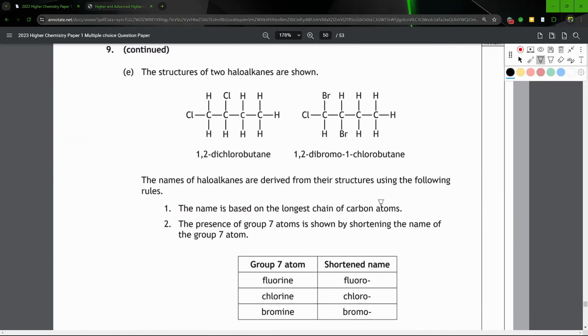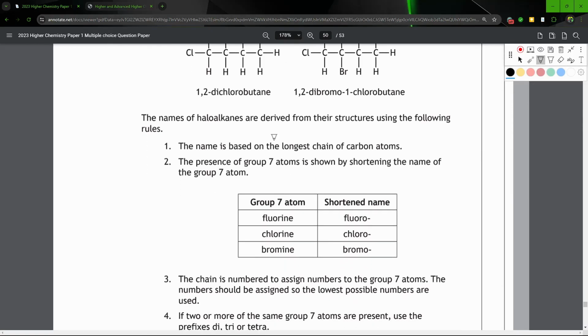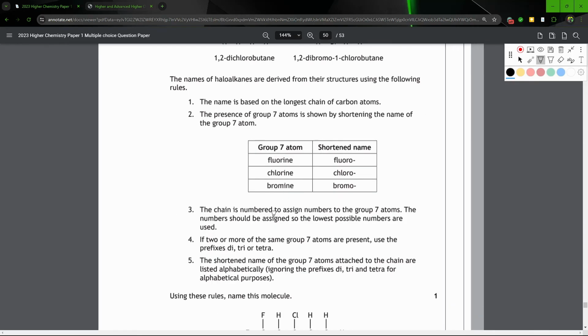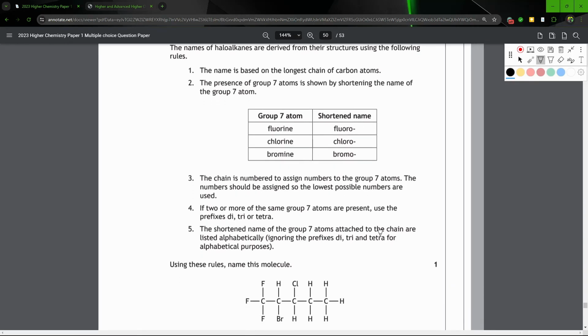The structures of 2 haloalkanes are shown. We've got 1,2-dichlorobutane and 1,2-dibromo-1-chlorobutane. Oh, they really get long names. The names of haloalkanes are derived from the structures using the following rules. The name is based on the longest chain of carbon atoms, and the presence of group 7 atoms is shown by shortening the name of the group 7 atom. That's fairly standard stuff. The chain is numbered to assign numbers to group 7 atoms, and numbers should be assigned the lowest possible numbers they can be.